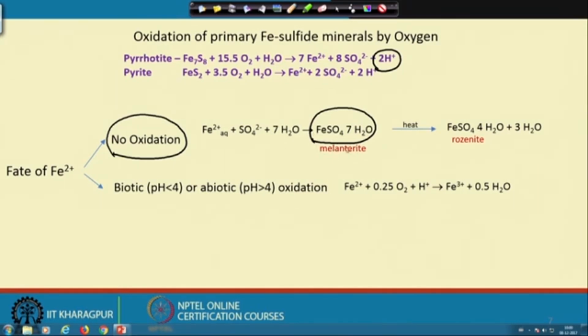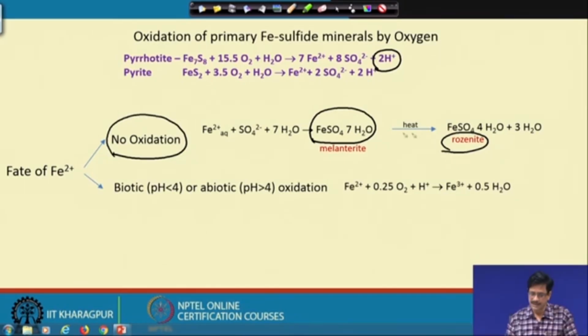And phases like melanterite, if the situation becomes a little drier or the temperature increases, get converted to phases like rosenite, where you could see that in iron sulphate 4H2O, 3 water molecules are released.